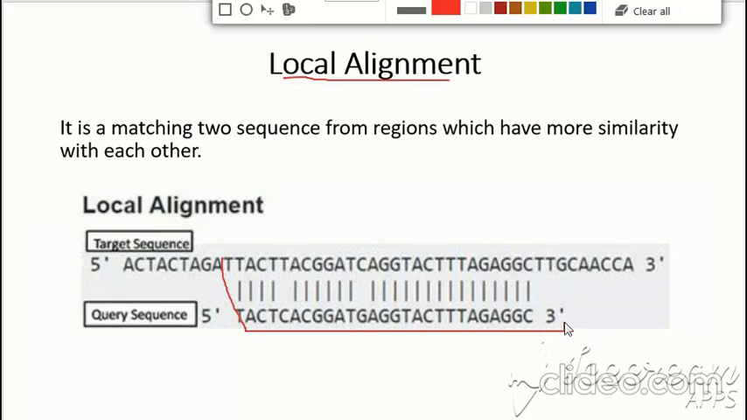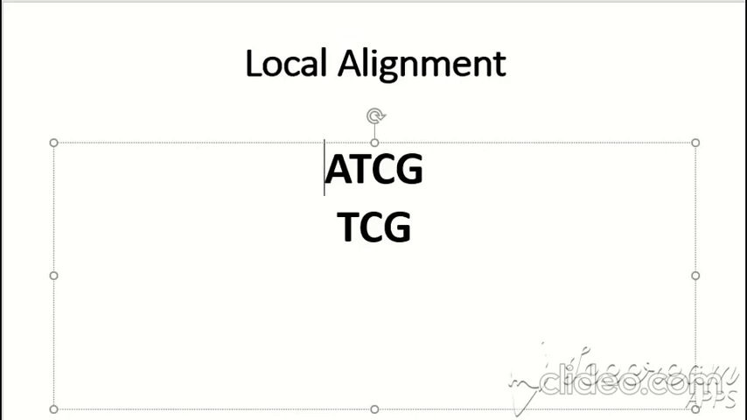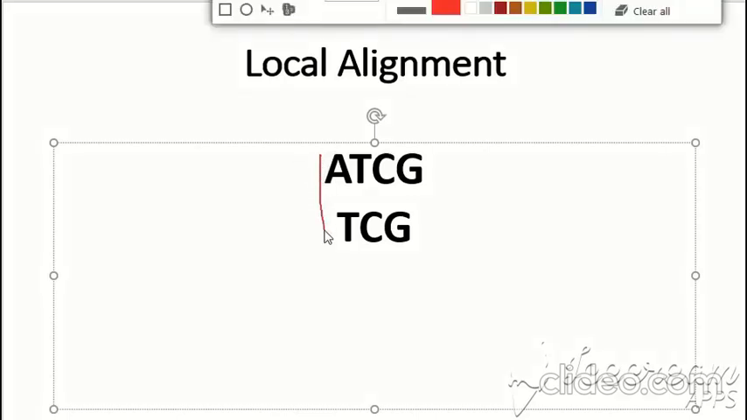Like in this sequence, we can see that this area, the red part that I have marked, has more similarity between them. So this is the part of the sequence that we're going to align in local alignment. We don't align the whole sequence, only that part of the sequence which is similar. I'm going to align this sequence which is right here locally. We're going to align this sequence using local alignment.